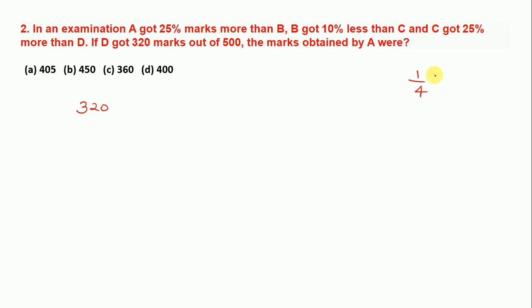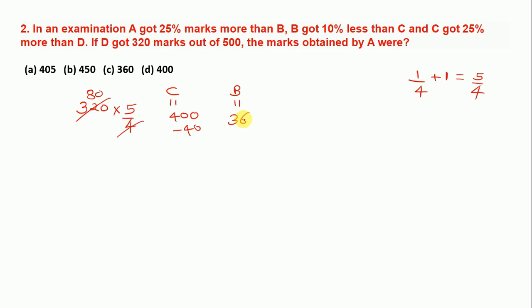But C has got 25% more. So it means 1 by 4 plus 1, which means 5 by 4. So we have to multiply here by 5 by 4. So marks obtained by C will be equal to, now cancel these two, and it will be 80. 80 into 5 will be 400. So these are the marks obtained by C. Now B has got 10% less marks than C. So 10% of 400 will be 40, minus 40, it will be 360.